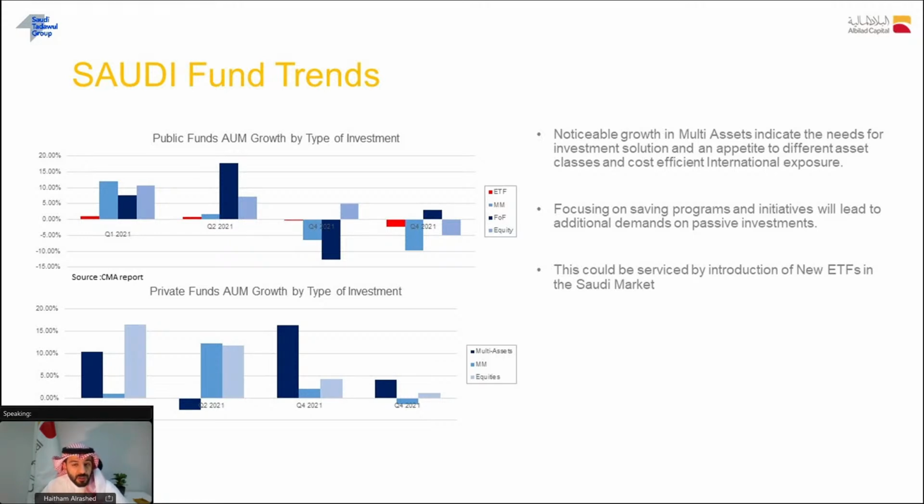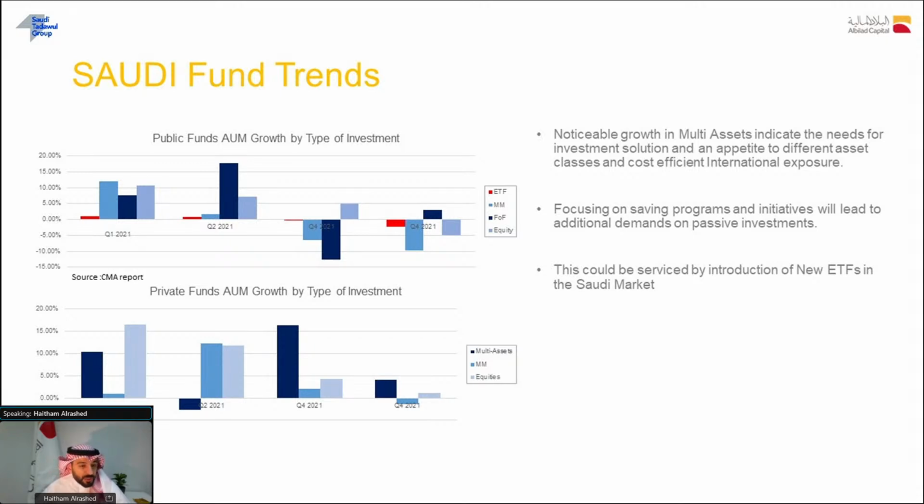So we've noticed in the Saudi market a noticeable growth in the multi-assets. Multi-assets, from its name, basically invest in different asset classes and different securities. These multi-assets need solutions like ETFs to fulfill their needs, basically. So it goes both ways. Like we've said earlier, if multi-assets interest is growing, then it needs the solution which our ETFs can provide to them.